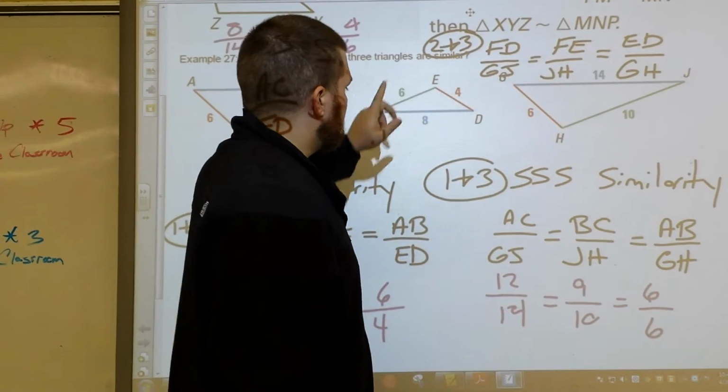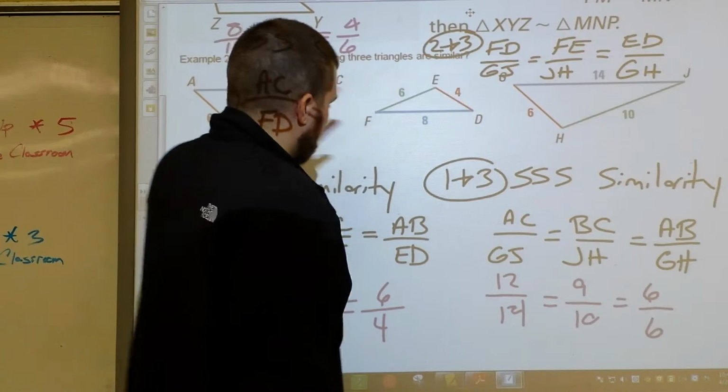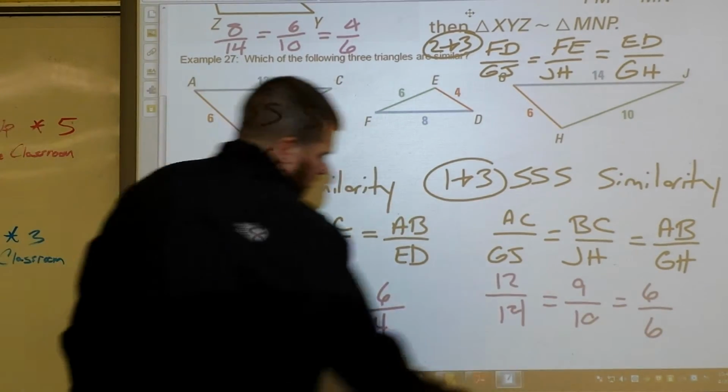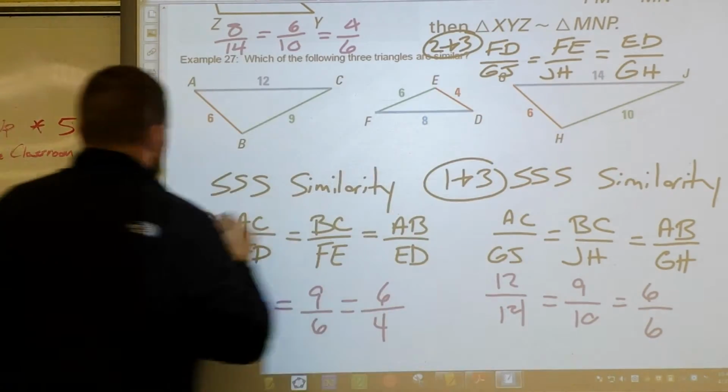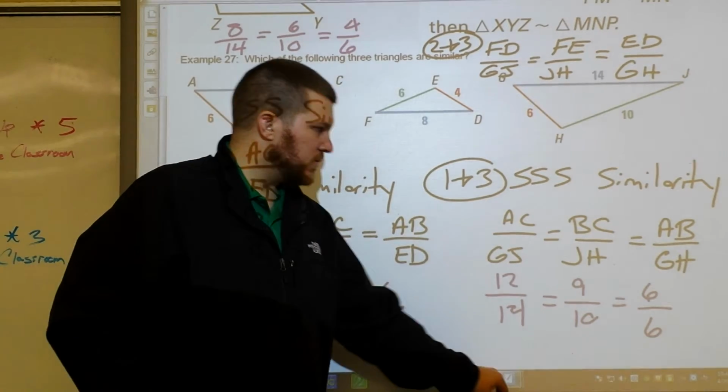So what that means is triangles 1 and 3 are not similar, triangles 2 and 3 are not similar, but the only two that are similar are triangles 1 and 2. Triangles 1 and 2 are the only pair that are similar.